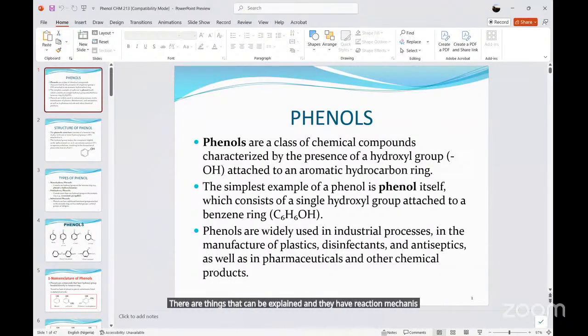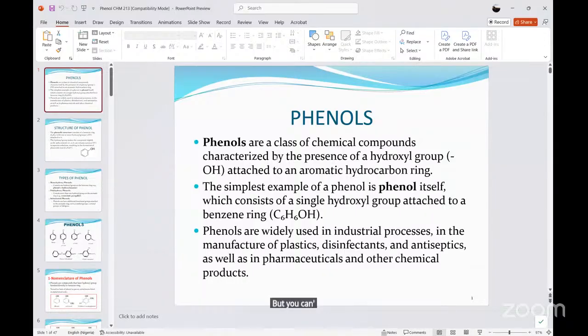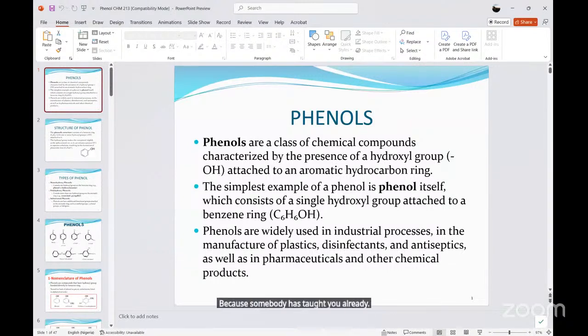They are things that can be explained, and they have reaction mechanisms. And I know that they have taught you. Maybe you did not attend that class, but you can read it. You can go online and read it again, because somebody has taught you already. Any other person? Have I answered your question?